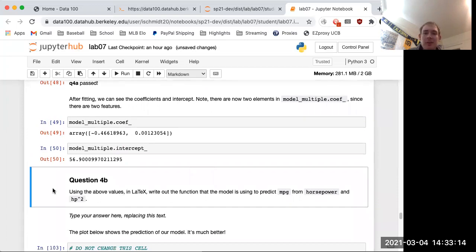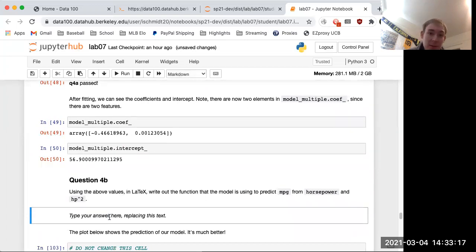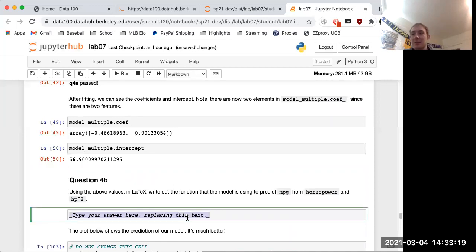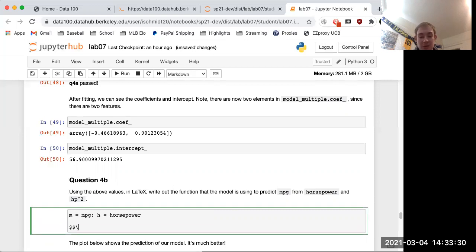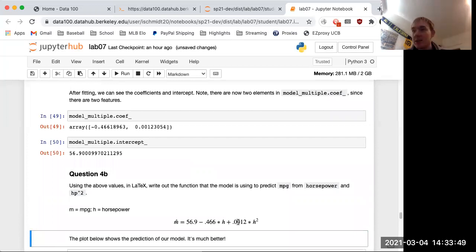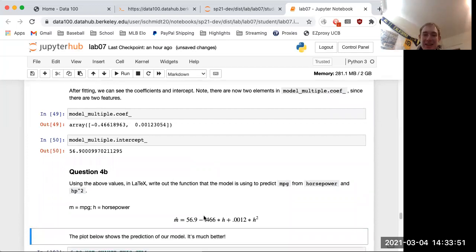So what it's telling us to do is just to literally write out this expression in math using LaTeX, the famous LaTeX. So I'll call M equals MPG, H equals horsepower, and then I'll say our prediction for M, so M hat, equals 56.9 minus 0.466 times h plus 0.0012 times h squared. And there you go. There's the expression in LaTeX.